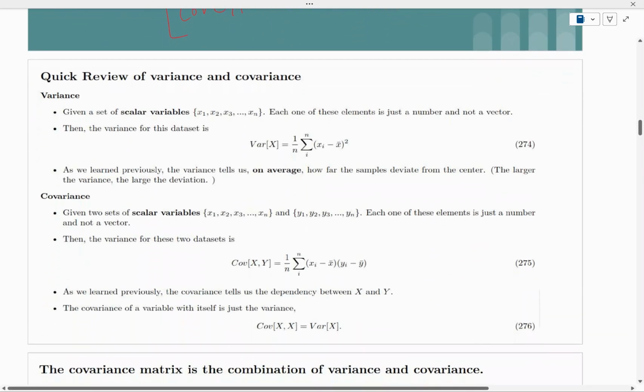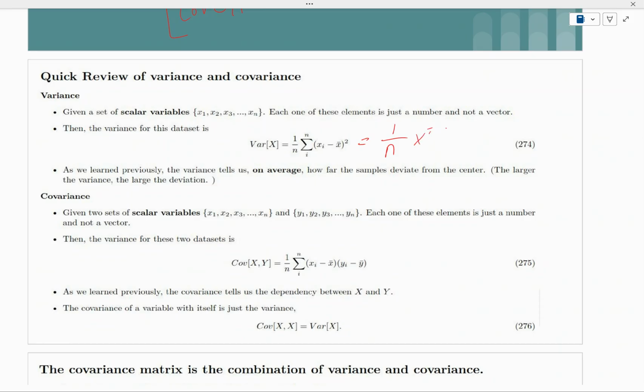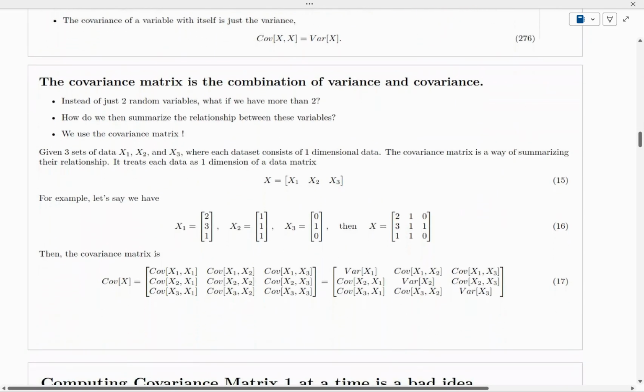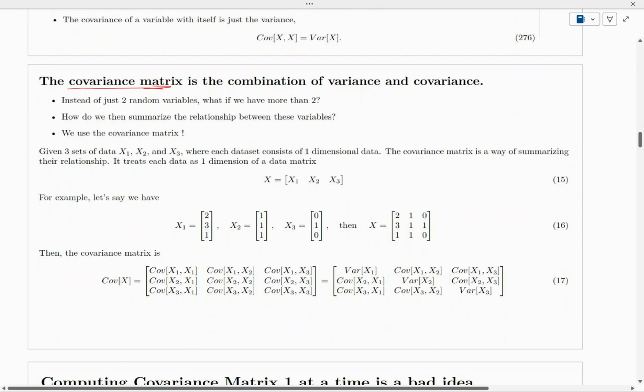Okay, a quick review. Remember what variance was? From the last class, we learned that the variance is simply x transpose Cx. This is from the PCA conclusion. And the covariance is simply 1 over n times x transpose Cy. These are the equations for variance and covariance. The covariance matrix is the combination of covariance and variance.